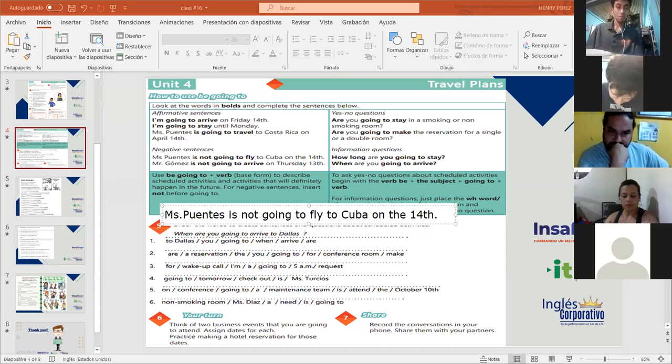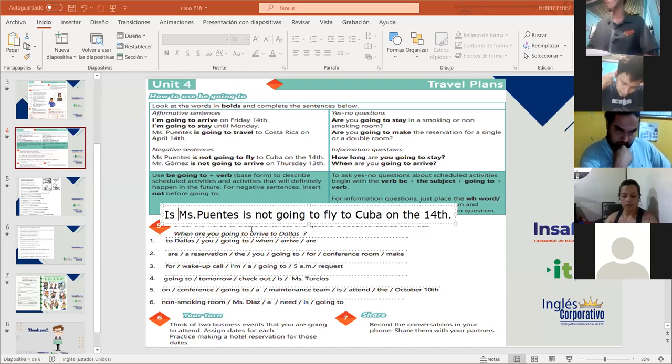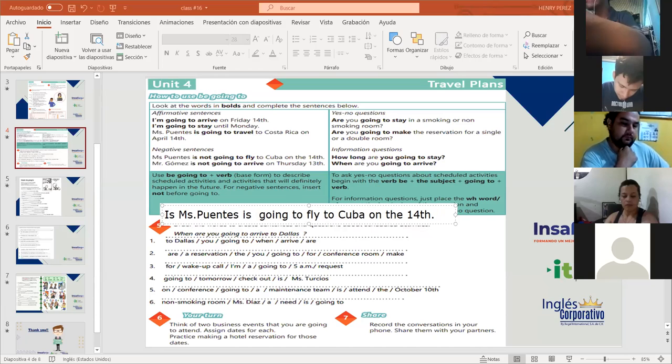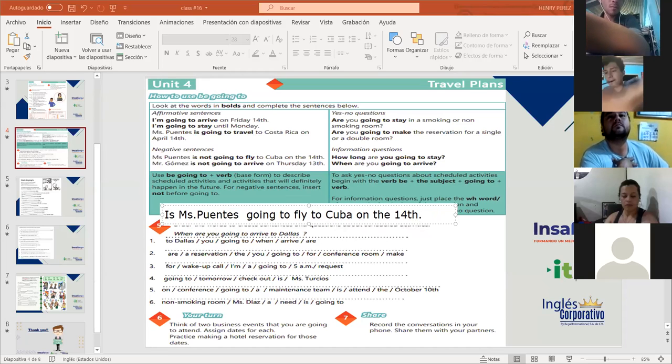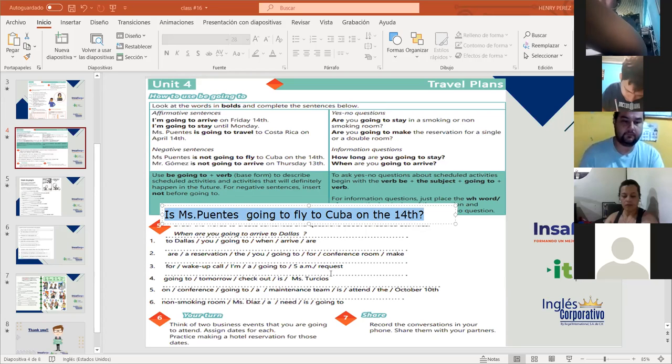Okay? Ahora, para hacer la pregunta, to make it interrogative, to make it a question, movemos el verb to be al frente, como lo hicimos en Beginner One. At the beginning, is Miss Puentes, y obvio no puede ser en that, right? Is Miss Puentes going to fly to Cuba on the 14th? Y cambiamos al final, ¿qué? Question mark. Okay? That's all we do. Esto sería, ¿qué? Question form or interrogative. Is Miss Puentes going to fly to Cuba? ¿Viajaría Miss Puentes a Cuba el 14? Right? So this is question. Lo único que cambiamos es el verb to be.